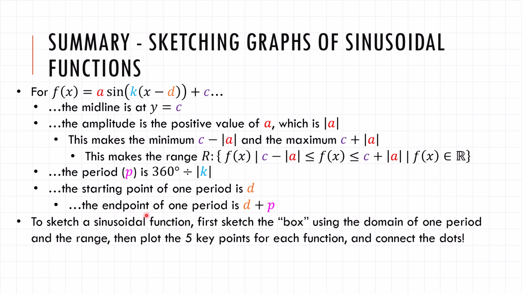Now, if we have all of this information, we can just sketch a sinusoidal function by first sketching a box using the starting and end points, the minimum and the maximum, and then just plot the 5 key points for the function. And the only thing to keep in mind here is if a is negative, the function will be upside down.